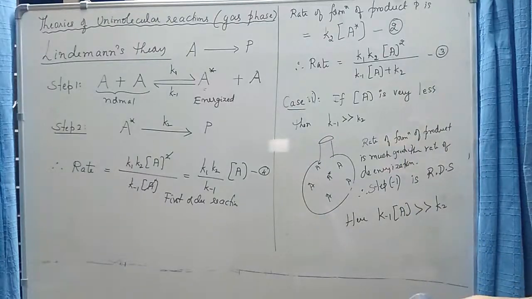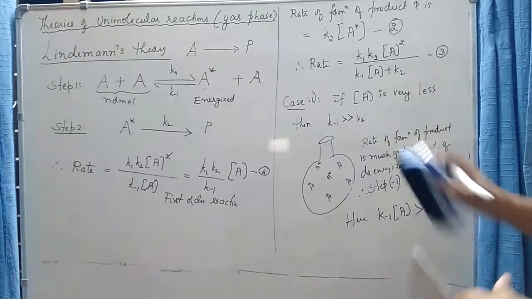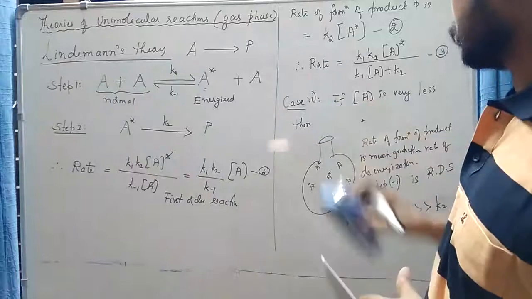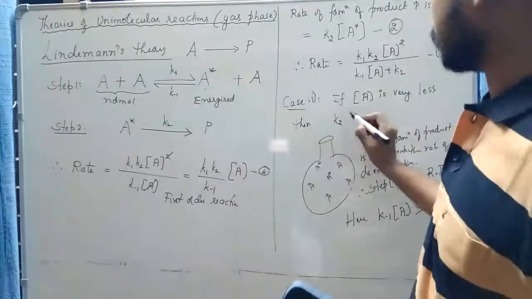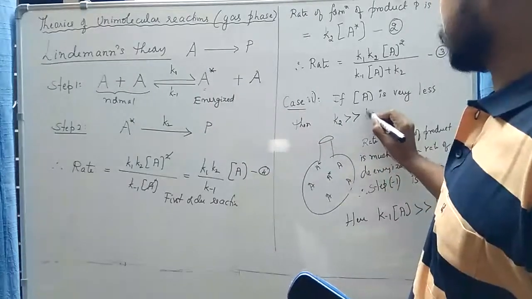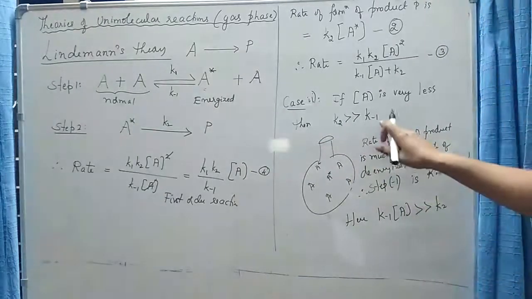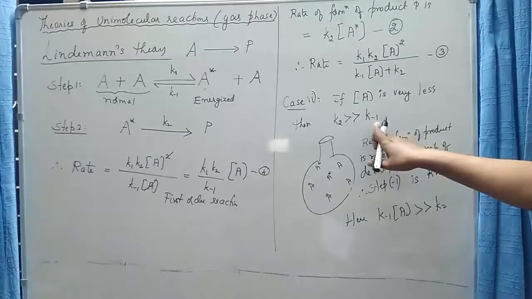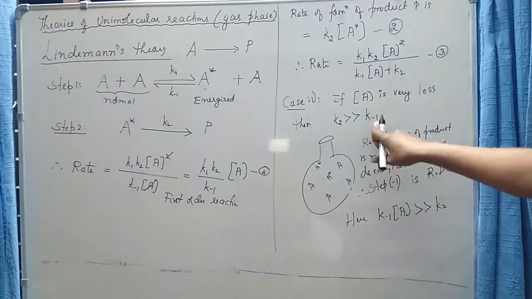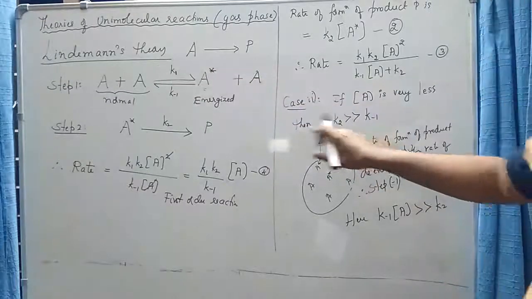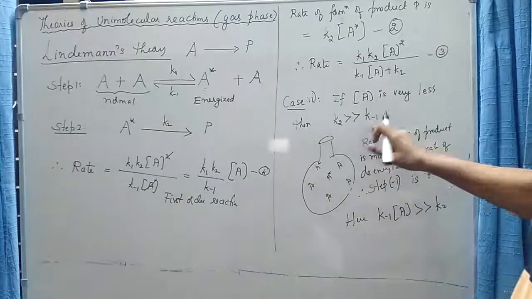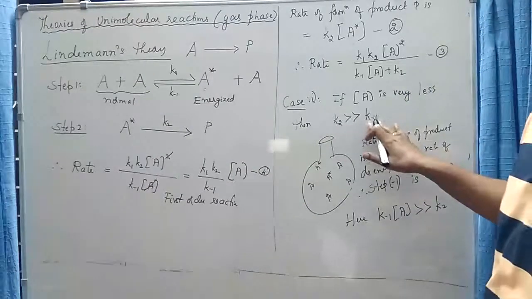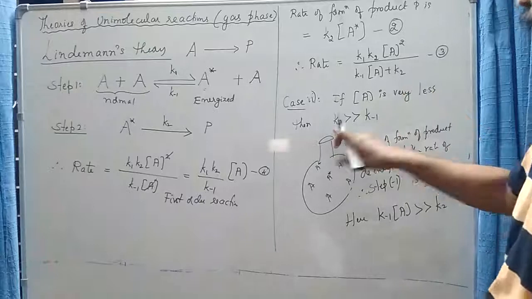Does it truly follow second order kinetics? Let us see mathematically. Here this changes now. K2, the rate constant of the second step, is now much larger compared to K-1, because K-1 corresponds to the rate of the backward step, and K2 corresponds to the rate of the product formation step. So here K2 is much greater than K-1. K-1 is a much lesser number compared to K2.